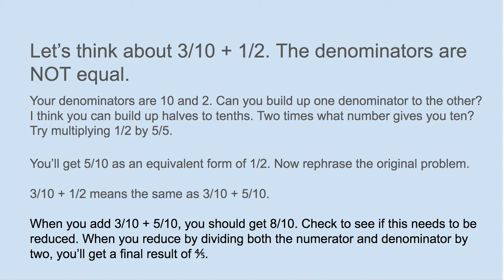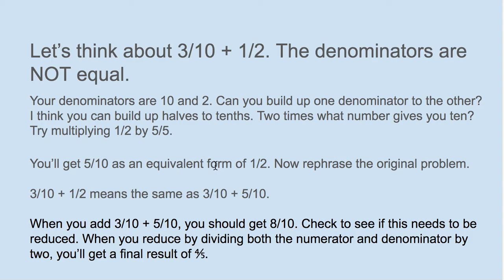Let's think about 3/10 plus 1/2. The denominators are not equal. Your denominators are 10 and 2. Can you build up one denominator to the other? I think you can build up halves to tenths. 2 times what number gives you 10? Try multiplying 1/2 by 5/5. You'll get 5/10 as an equivalent form of 1/2.